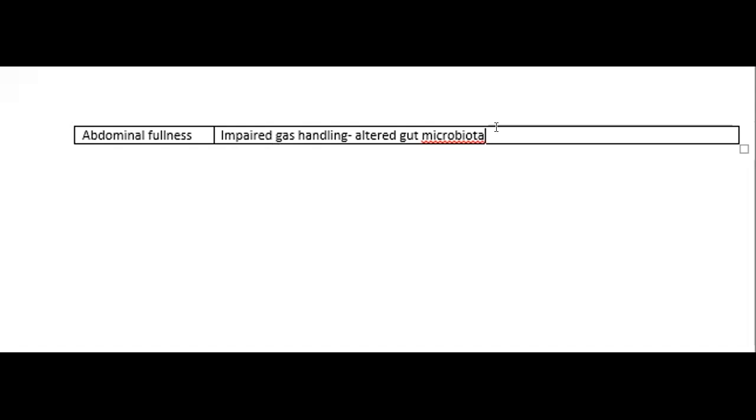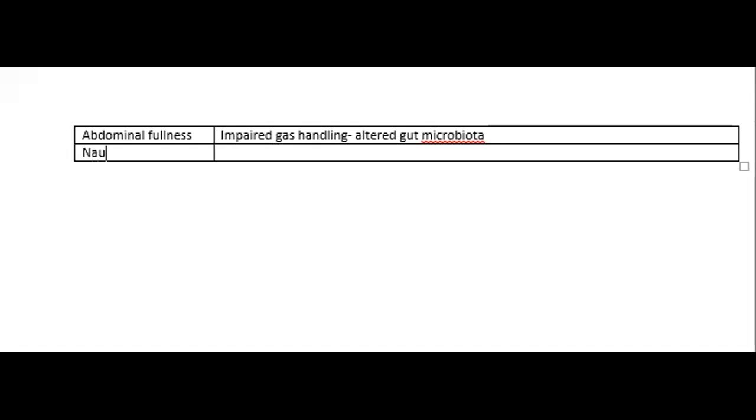The next one is nausea and vomiting. Vomiting is caused by noxious stimulation of the vomiting center, directly or indirectly. There are four sites which cause vomiting directed by the vomiting center.